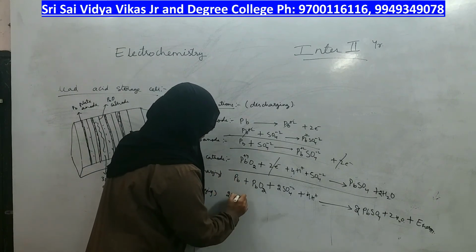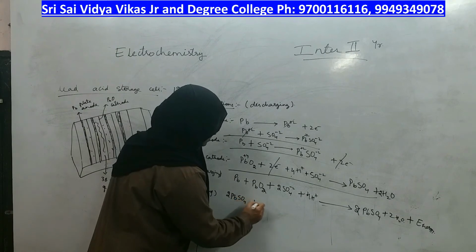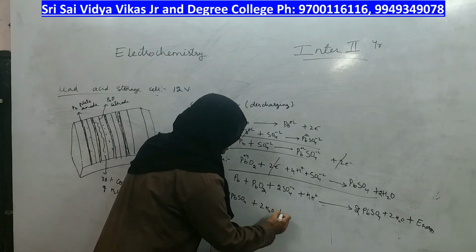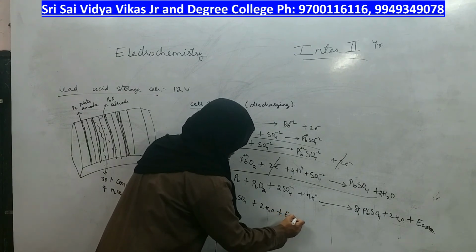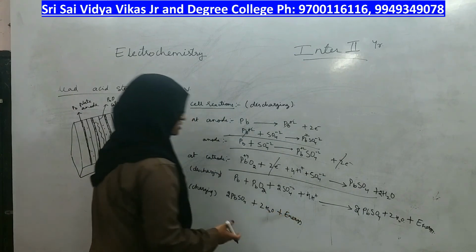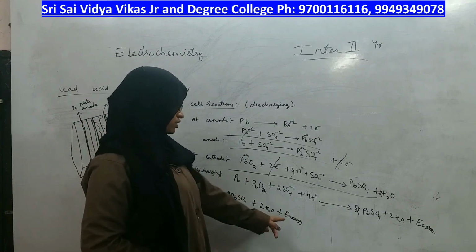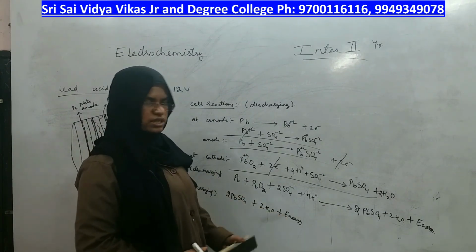2 lead sulfates plus 2H2O plus energy. The reason you are writing energy on this side is that, for the reactants, you are giving energy. If you don't give energy, this reaction cannot take place.